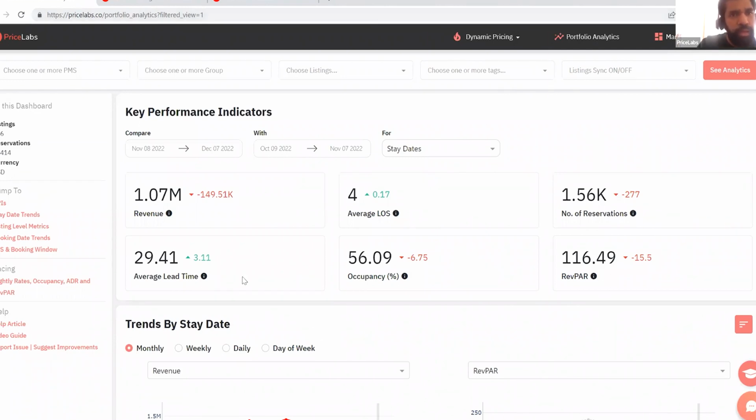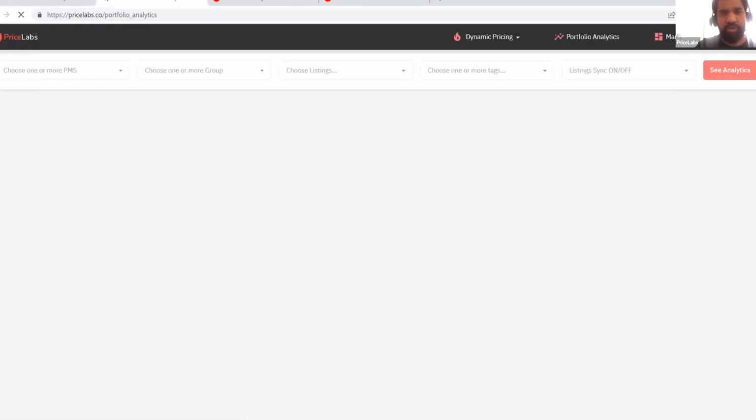Now, the very first thing is how to get to Portfolio Analytics. In PriceLabs, you'll find it in the top black bar. If you click Portfolio Analytics, you'll end up on a screen that looks slightly different, like an empty screen. Let me quickly open one. It looks like this, where you see all of these filters and analytics. Because we are compressing a lot of data and analyzing it, we don't immediately show you data. We have these filters that you can see, and then you click See Analytics.